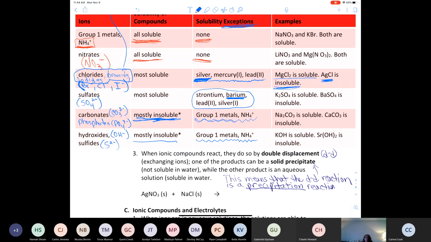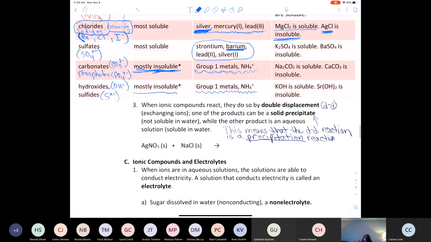Ionic compounds can react with each other. When they react with each other, they do a double displacement. In other words, they exchange ions with each other. And then you'll get two products. You'll have two different situations. Either both of the products will dissolve in water and therefore form what we call aqueous solutions, or only one of the products will dissolve in water and the other product is insoluble and therefore forms a solid, which we call a precipitate. The solid precipitate product is not soluble in water. The other product will be soluble and therefore will form an aqueous solution.